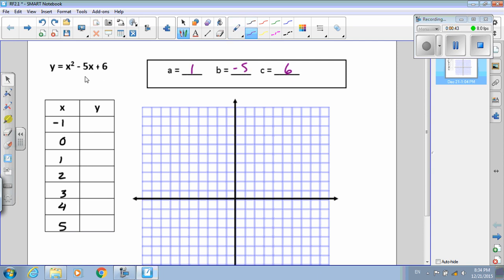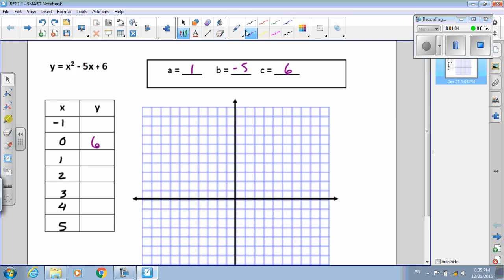Now let's take a look at substituting an x value to generate a y value in my function. Let's start off with maybe 0. 0 is one that's quite easily calculated. x squared is 0, and then negative 5 times 0 is 0. So 0 minus 0 is 0. 0 plus 6 is 6.